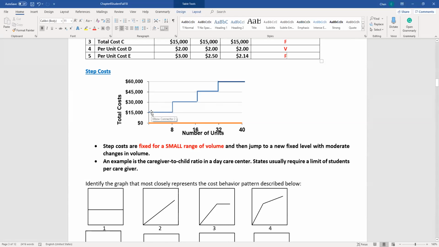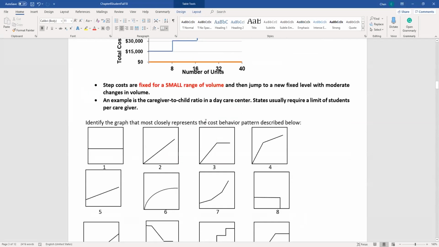So if you have 1 kid through 8 kids, you only need 1 teacher, and the total cost is, for example, $15,000. But if you have 1 more kid, like you have 9 kids, then you're gonna need 2 teachers, and then your total cost will double. And all through 16 kids, you only have 2 teachers, but then when it jumps to 17, you're gonna need 3 teachers, and so on and so forth. So this is a step cost.